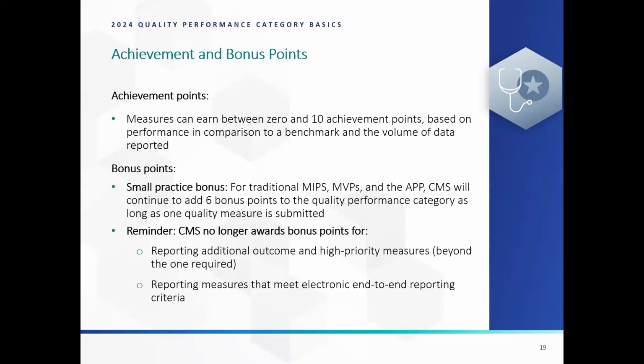Now I'm going to discuss achievement and bonus points. For the first item, achievement points, measures can earn between 0 and 10 achievement points based on performance in comparison to a benchmark and the volume of data reported. With regard to bonus points, small practices are the only practices that receive bonus points. For traditional MIPS, MVPs, and the APP, CMS will continue to add 6 bonus points to the quality performance category as long as 1 quality measure is submitted. I just want to note that CMS no longer awards bonus points for reporting additional outcome and high priority measures beyond the 1 required, and reporting measures that meet electronic end-to-end reporting criteria. So those are the 2 bonus points that are no longer available under MIPS. Next slide, please.